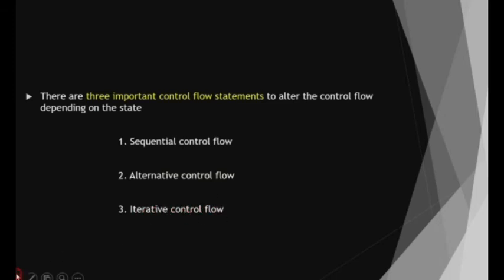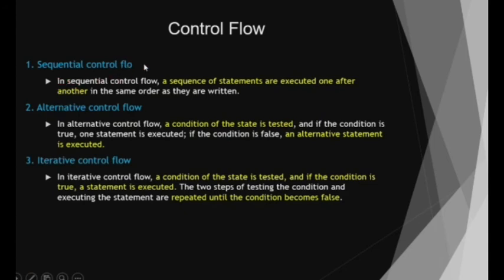Now you can see what is meant by sequential control flow. In sequential control flow, a sequence of statements are executed one after another in the same order as they are written. So what is meant by sequence? It can be executed one by one. When we listen to music with a tape recorder, how do we hear the songs? We hear the songs one by one in sequence order.